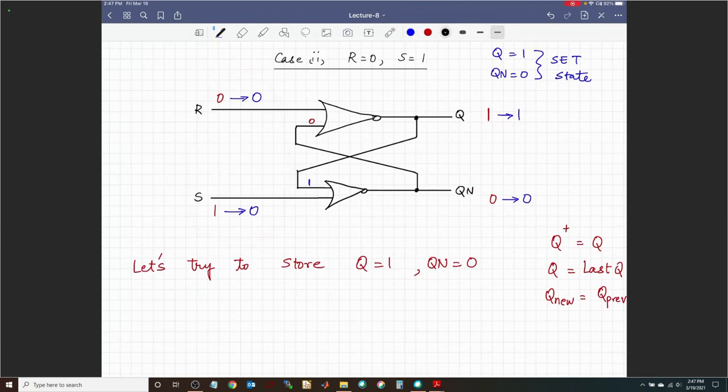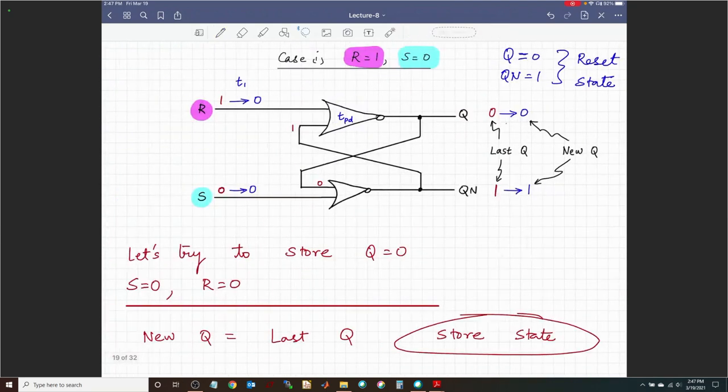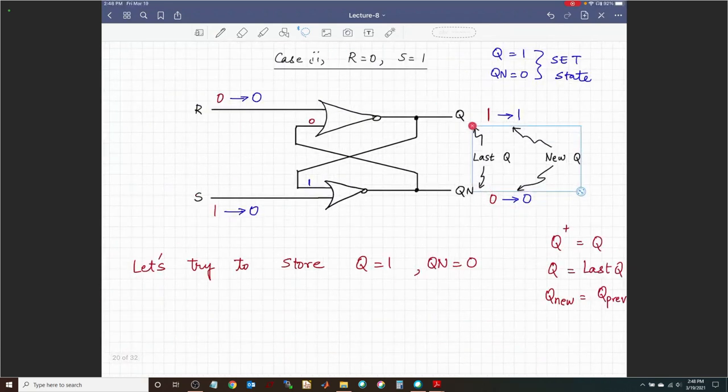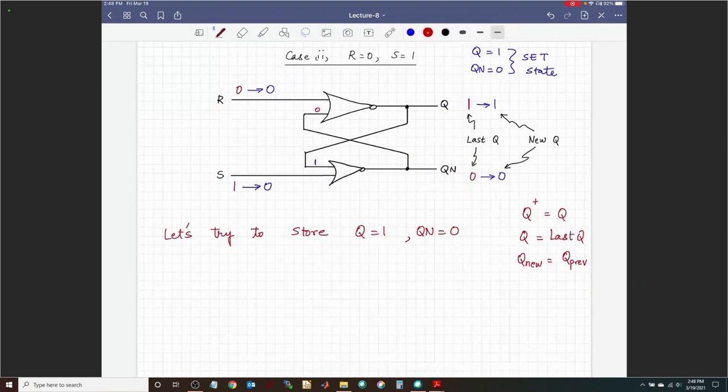So I can say actually the same thing, right? So I'm just going to copy these two statements here and say, yeah, my last Q and my new Q are the same, and I'm able to store this. So this I was able to achieve by making S 0 and R 0. And when I did that, I got Q to be the same as last Q, and Qn to be the same as last Qn. All right, questions here?